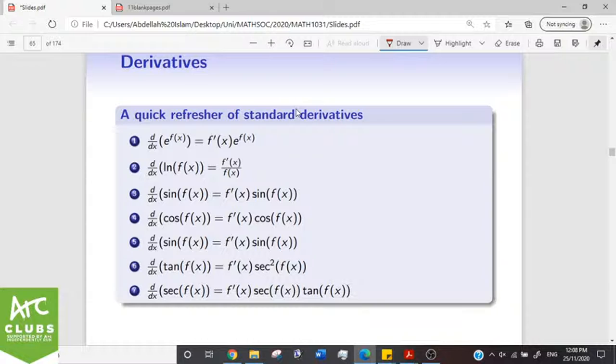So the first property is that the derivative of the exponential function is really nice. The logarithm function derivative is really nice. All of these are really nice. Okay, so I'll leave this slide up to you. This can be like a nice little cheat sheet if you want to use it.